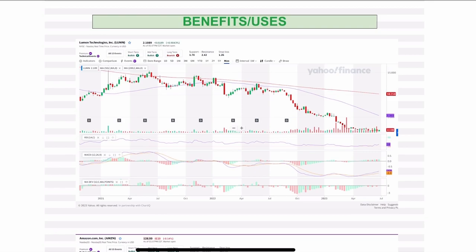Looking here, I went ahead and took a screenshot off of Yahoo Finance. This is the chart for Lumen Technologies. As you can see, they've had a significant decrease in price, moving into penny stock territory. And I plan to do a video on Lumen, hopefully in the next couple of days. So keep an eye out for that.